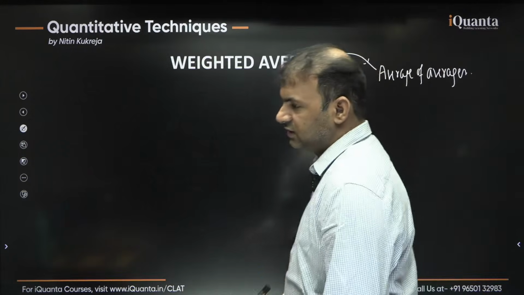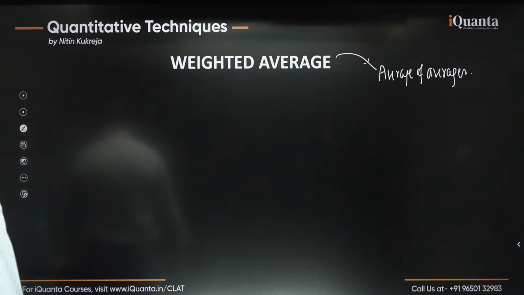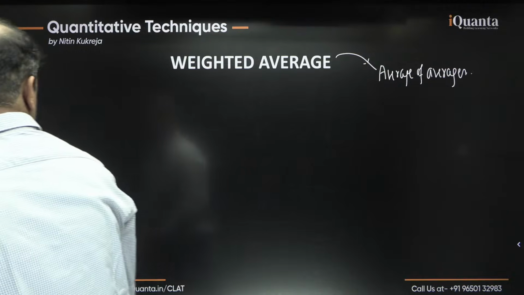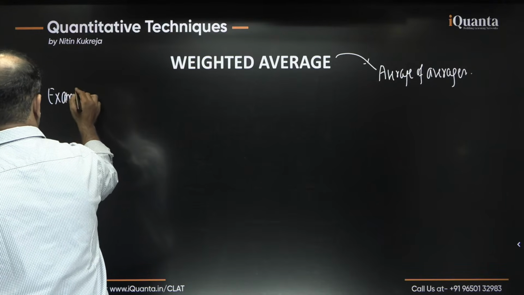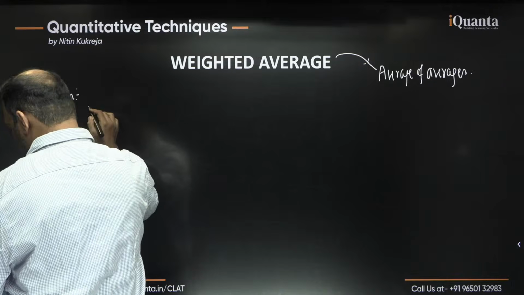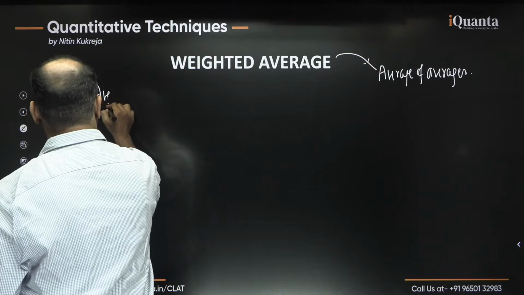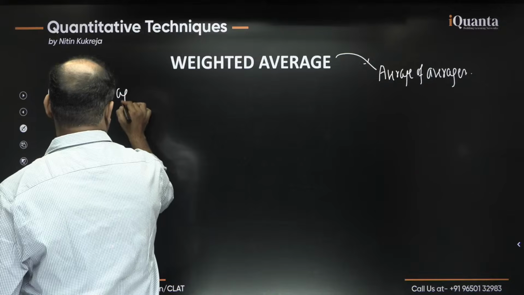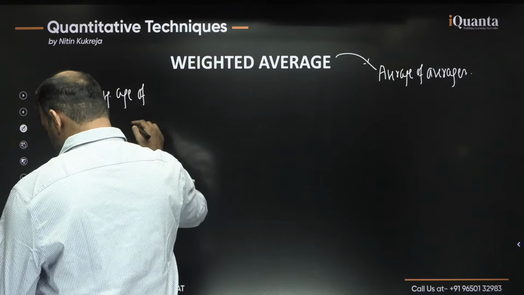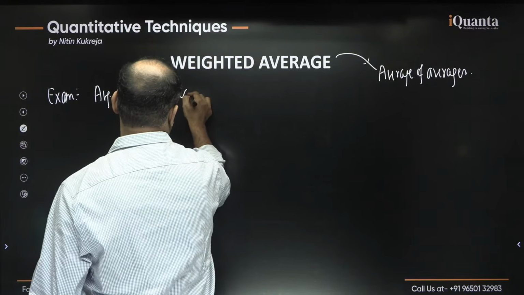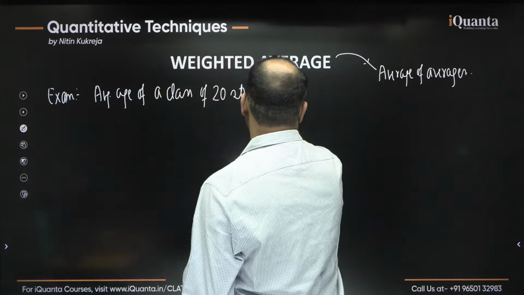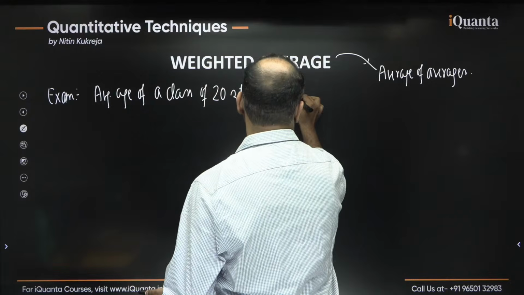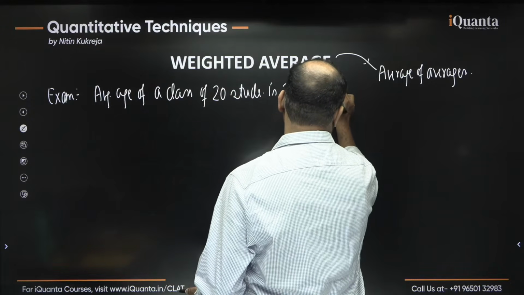Okay, how do we do this? Let's understand how we find the weighted average. I would like to take one simple example to make you understand this. Let me write the example. Let's say the average age of a class of 20 students is 25 years. This is just an example.